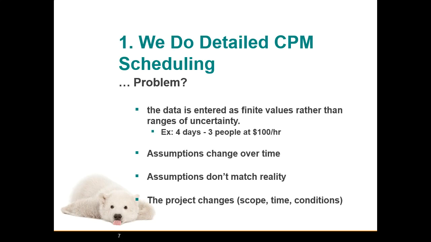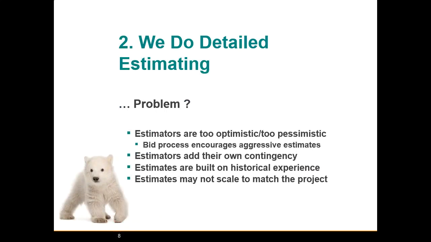We also do detailed cost estimating. But what's the problem there? Well, sometimes our estimators are too optimistic or too pessimistic. I mean, the bid process in general encourages very aggressive estimates in order to even get the work. Other times, estimators may add some contingency in various places. Estimates may be built on historical experience, which is no longer valid. And estimates may be built based on some smaller scale or larger scale project. And when we scale our project, that's not an accurate model that we develop.